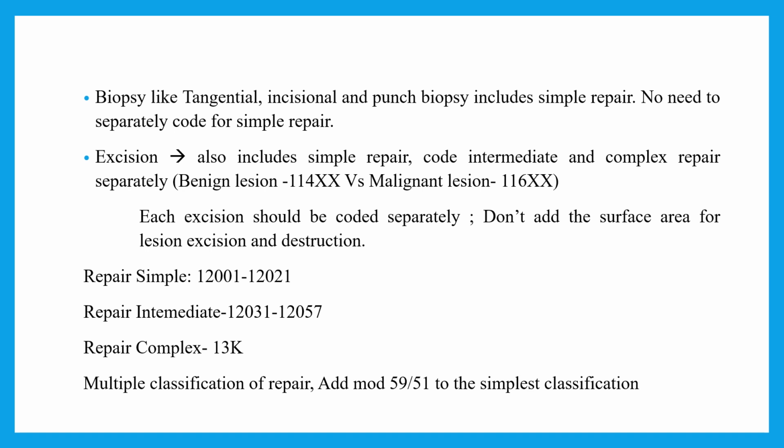Each excision code should be coded separately. Don't add the surface area of the lesion excision and destruction. Each excision should be coded separately. Repair simple codes start from 12001 to 12021. Repair intermediate starts from 12031 to 12057, and complex repair 13000. For multiple classifications of repair, add modifier 59 or 51 to the simplest classification. I have attached an example.